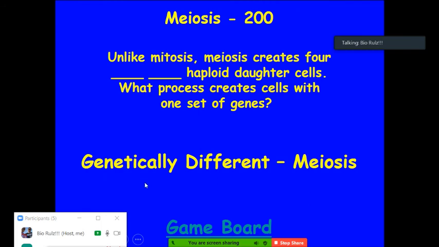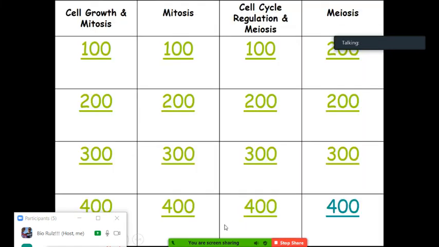All right, so they're genetically different, and the way that they become genetically different is through crossing over. And meiosis produces cells with one set of genes, and that's important because you're going to get the other set of genes, the other chromosome of the pair, the other DNA of the pair, from the other parent. And that's why you are a combination of traits from both of your birth parents.